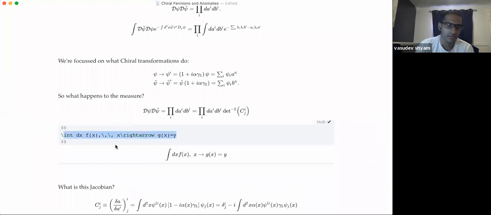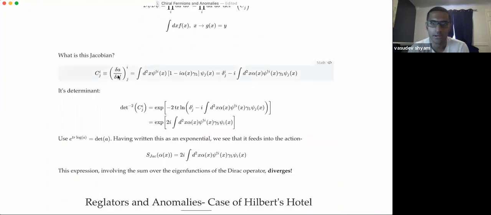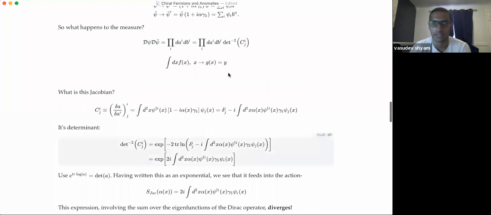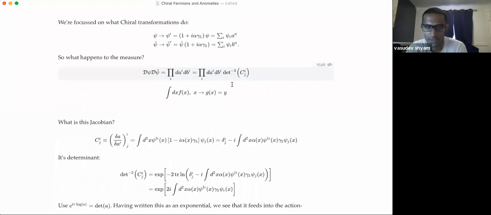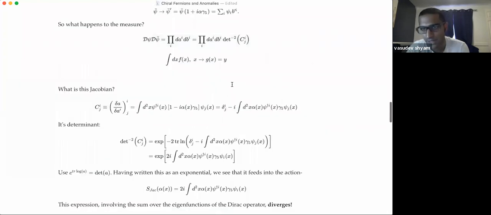So yeah, we're just doing this mode by mode. And here, what you're going to get for this is, okay, this is just convention, that you'd have determinant to the negative second power. You're defining one determinant per measure, like for a and b. If you had just one field, you'd have had determinant to the -1.